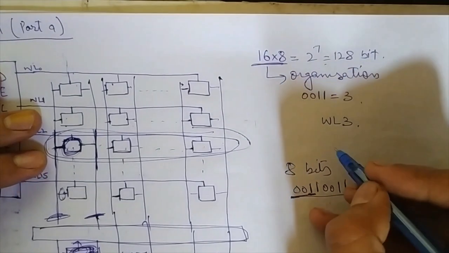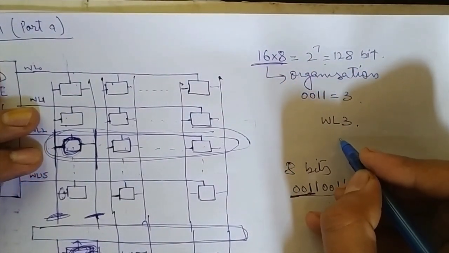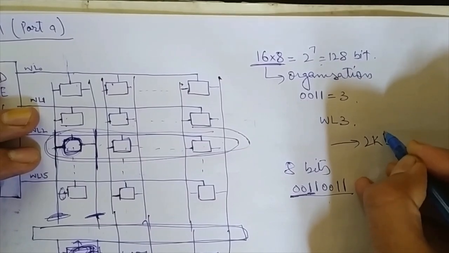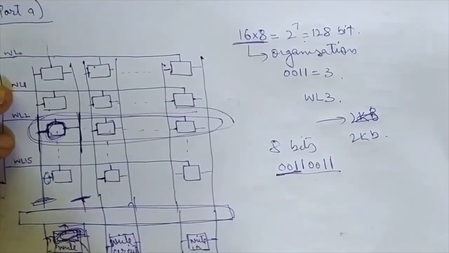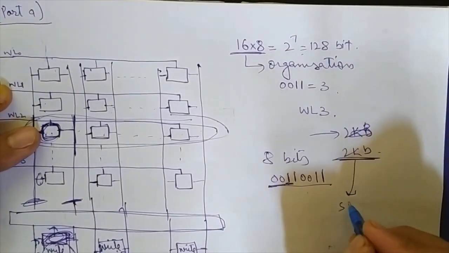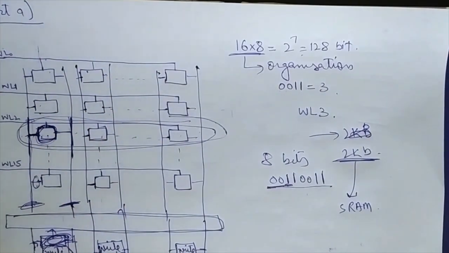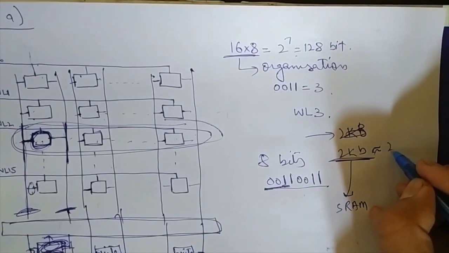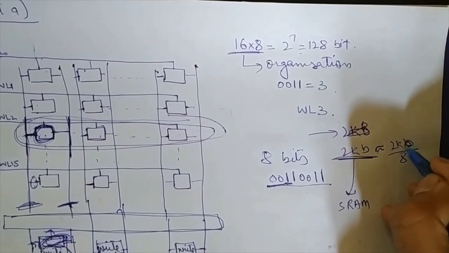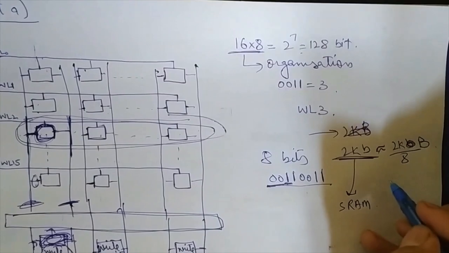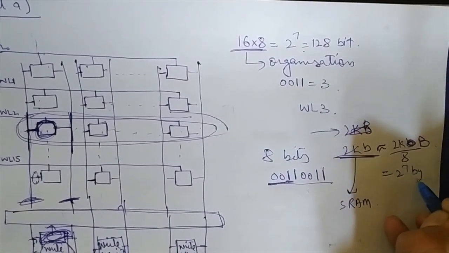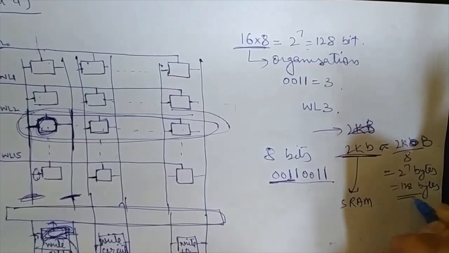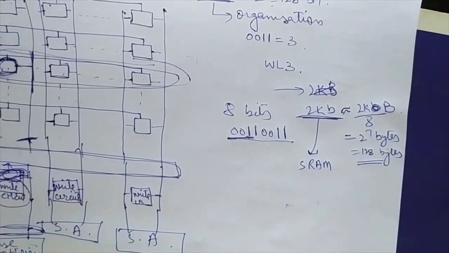Now, for example, we have to create a large memory. Let's say the memory is 2 KB. For designing a 2 KB SRAM memory, 2 KB is equivalent to 2K divided by 8 bytes. 2K is equal to 2 raised to power 7 bytes, 2 raised to power 7 is 128 bytes. So we have to create a memory for 128 bytes.